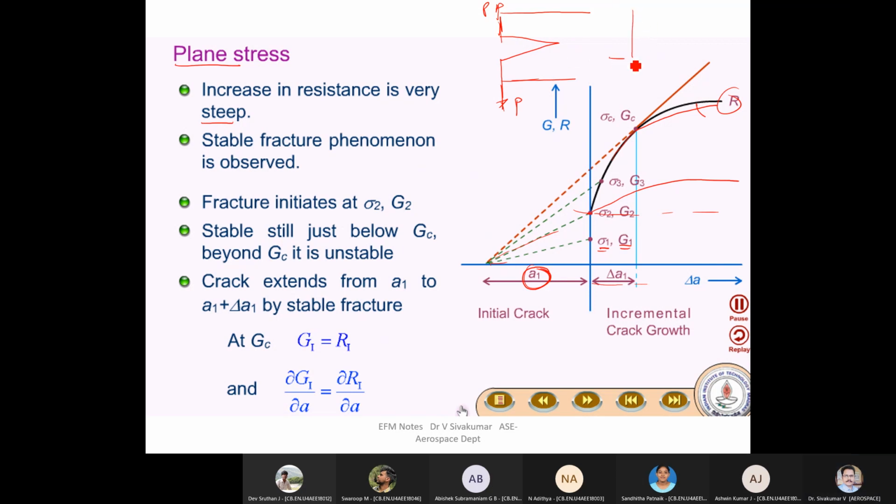Suppose it is a purely brittle material, then my R is constant. So when my stress reaches here, G reaches the constant R. This is pure brittle.